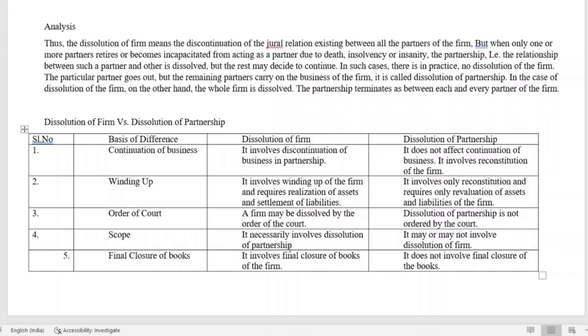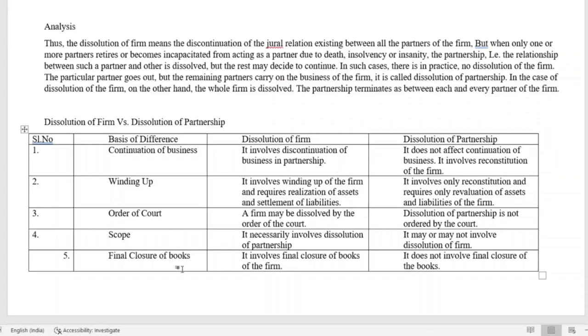Here, dissolution of the firm necessarily involves the dissolution of the partnership. So all the partners should be dissolved, and after dissolution of the firm itself, we cannot think of existence of any partnership. So with regard to dissolution of the partnership, it may or may not involve the dissolution of the firm. That means they may decide to complete one juncture, they can close their business with regard to the dissolution of the partnership as well as the dissolution of the firm.